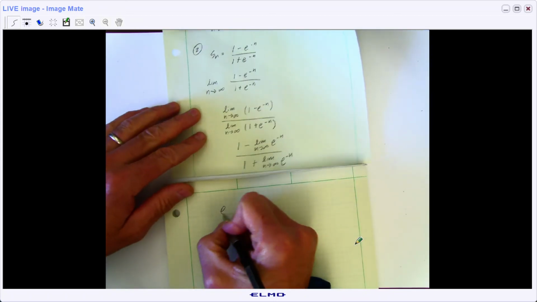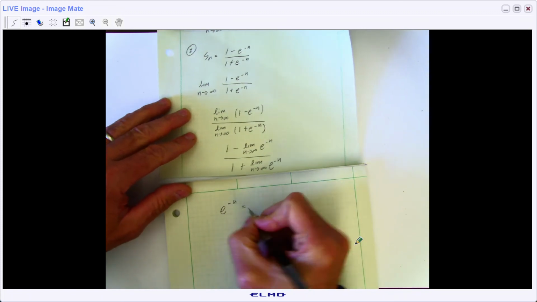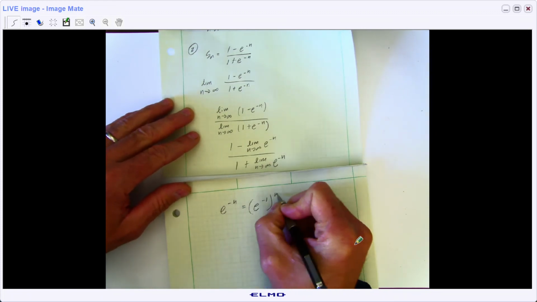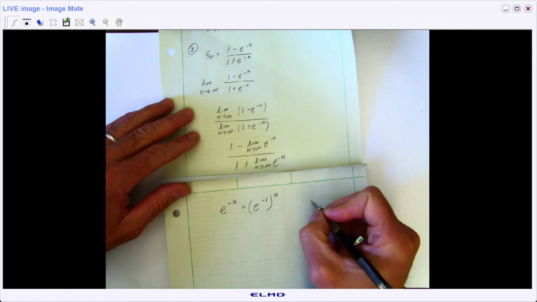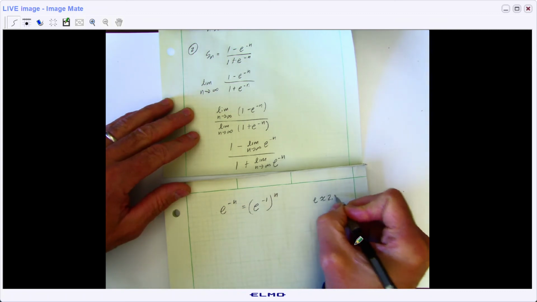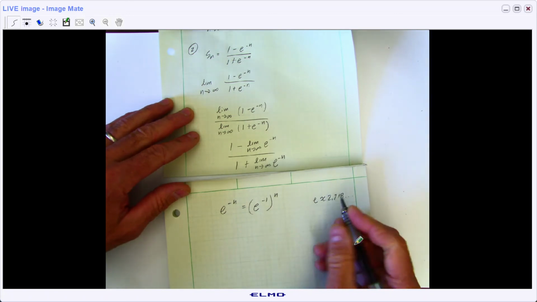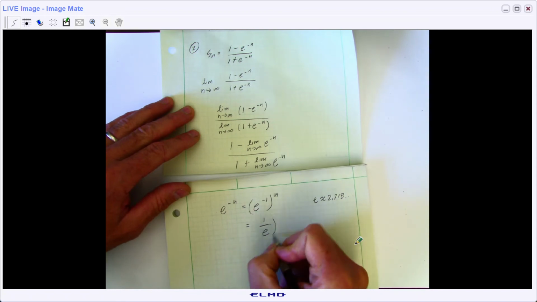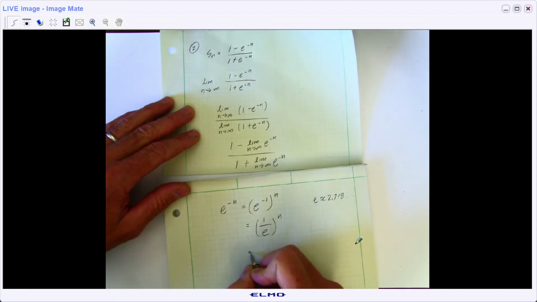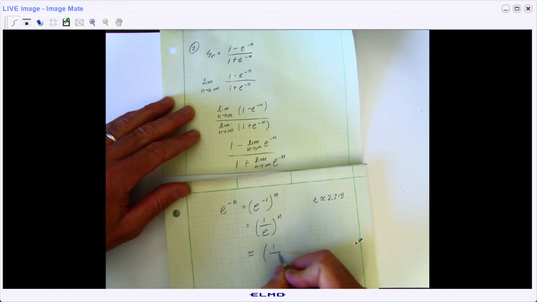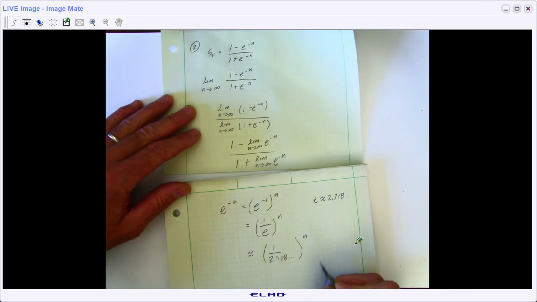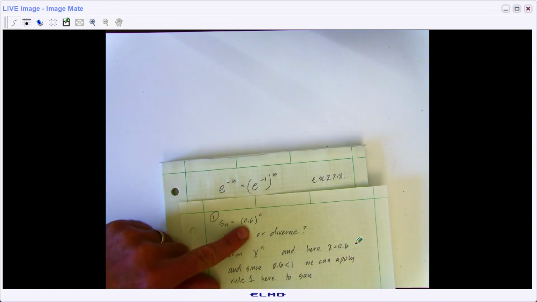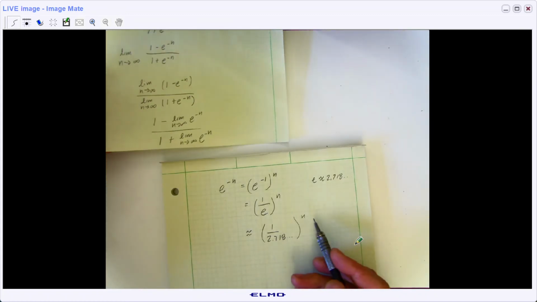So e to the negative n is the same thing as e to the negative 1 raised to the n. And we know that e is roughly 2.718 and so on. So this is the same thing as 1 over e raised to the n, which is roughly 1 over 2.718 raised to the n. And now I can see that this is a lot like the previous one. It's some fraction between 0 and 1 raised to the n.